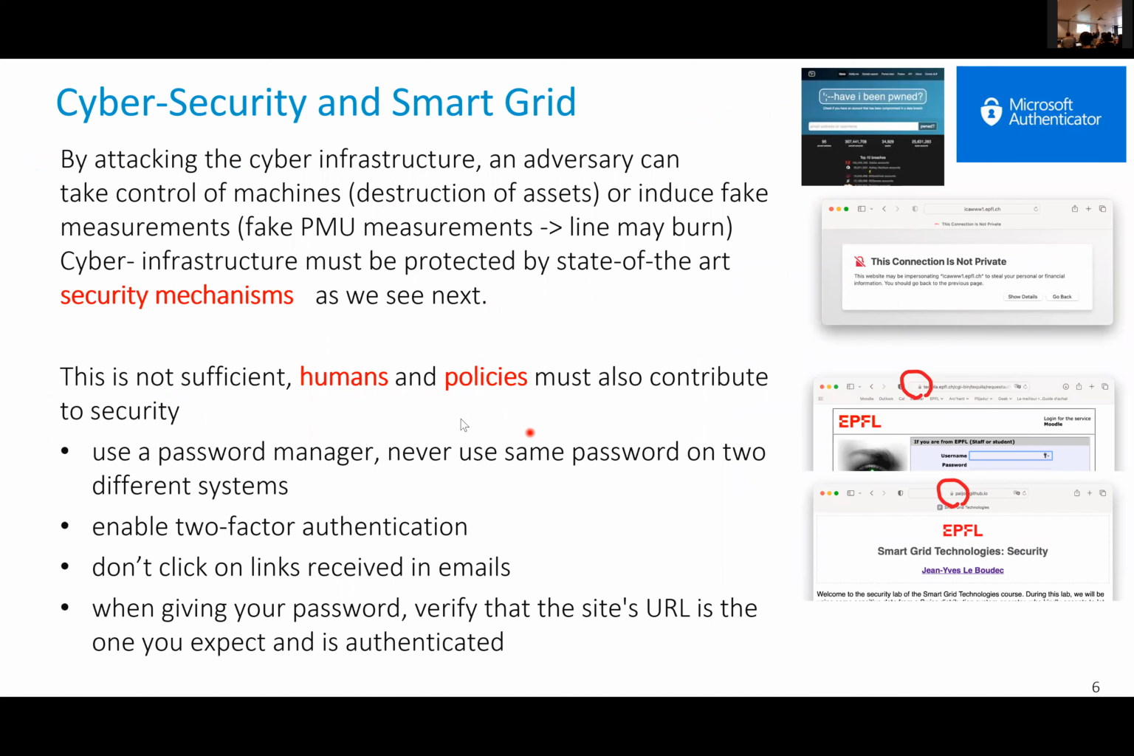So this is what we discussed here. Beyond passwords, companies or sites like EPFL use a lot of two-factor authentication. The state of the art today is that a password is not enough, but you need other mechanisms like two-factor authentication that we will discuss in a few more minutes here.